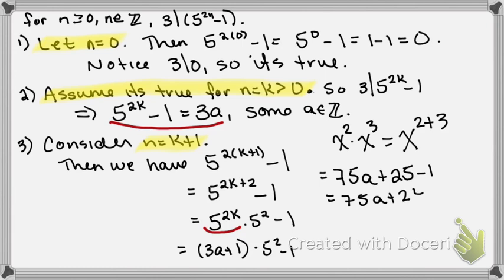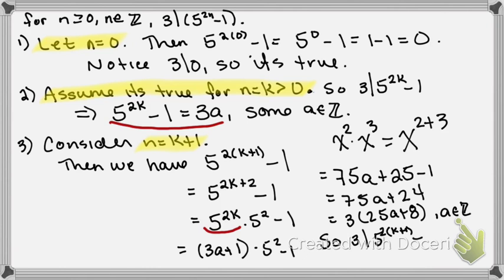Now, I forgot what we were doing here for a second. We want 3 to divide this. So, is 3 dividing that okay? So I could factor a 3 out, right? So let's factor that 3 out. And I'm just going to remind ourselves that a was an integer. So, 3 divides 5 to the 2k plus 1 minus 1. We literally just wrote it as 3 times an integer.